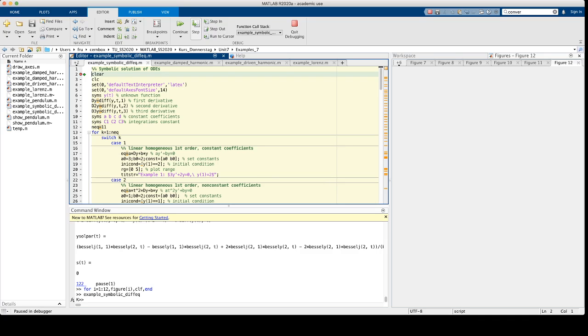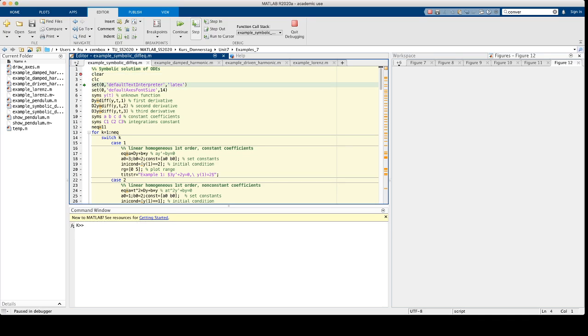Let's step to the first of the examples I've prepared. We set the default text interpreter to LaTeX. We set the default font size for the axis to 14. We define a symbolic unknown function, which is to be determined by solving the ODE. We introduce abbreviations for the first, the second, and the third derivative of y.